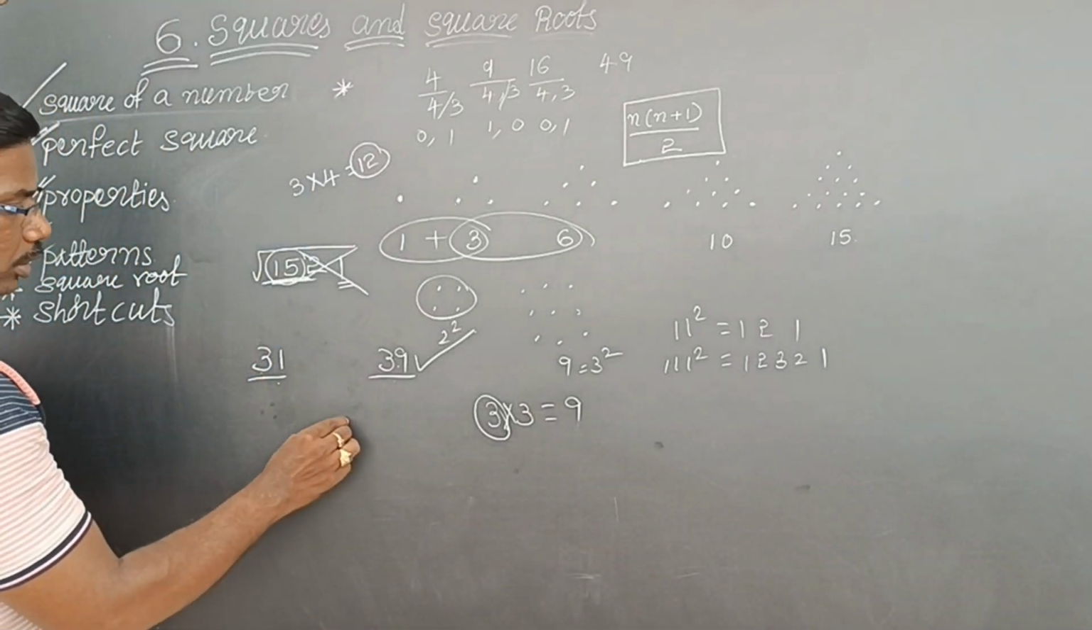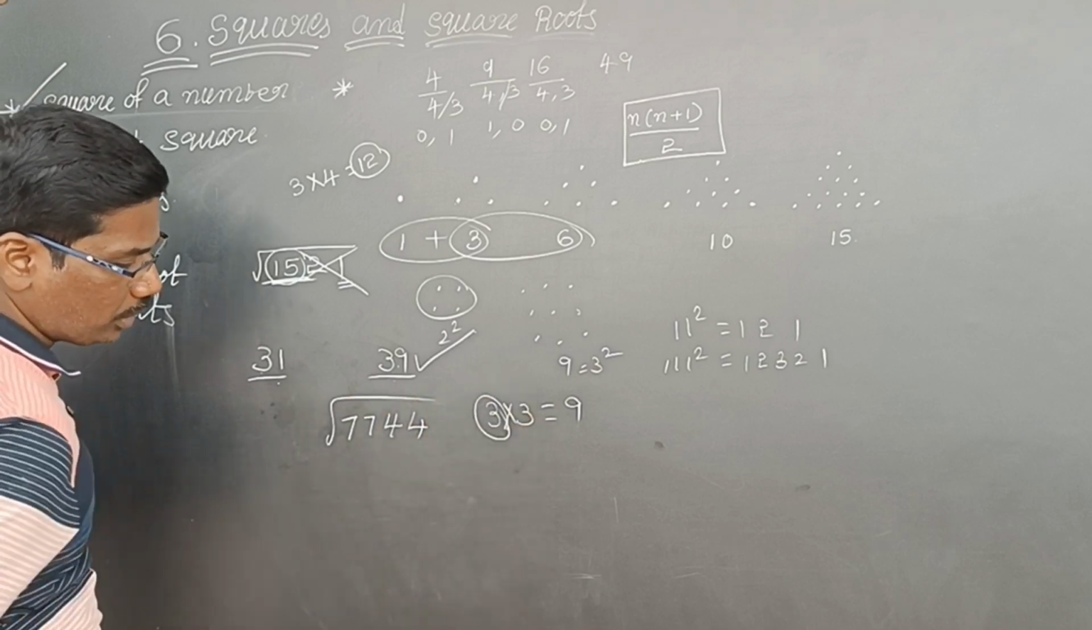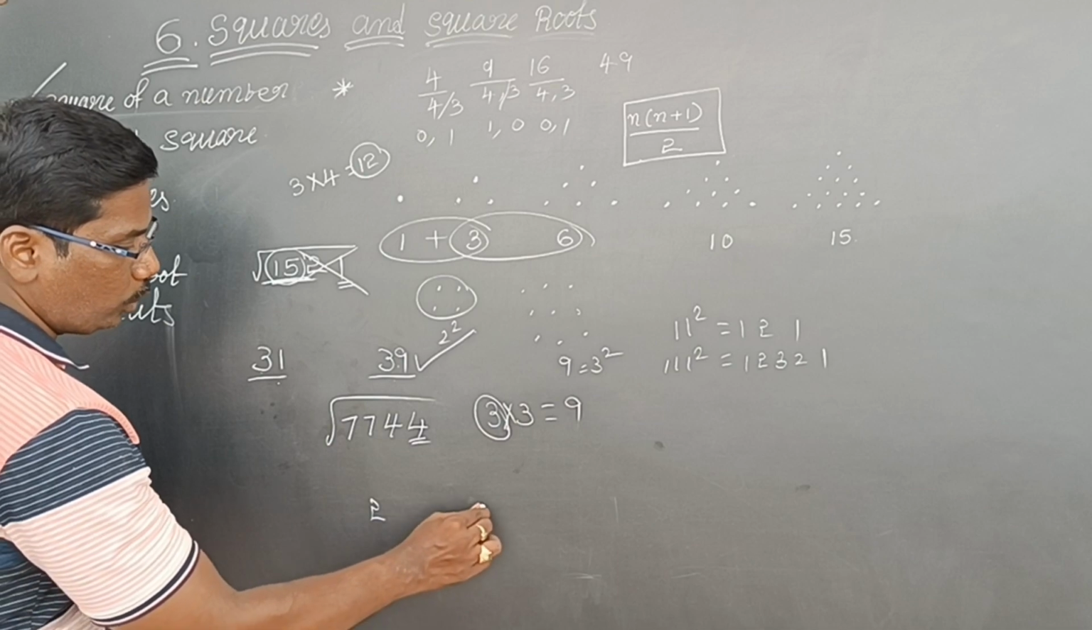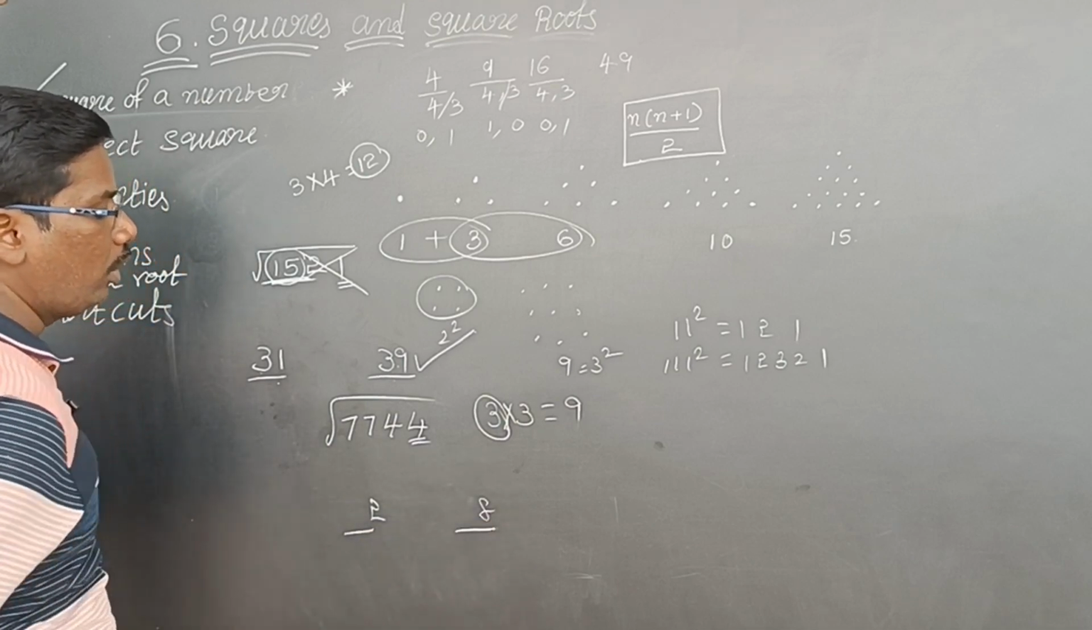Let us see one more example. 7744, I want to find this one. Now 4 means that it will be either 2 or 8. It is a 2-digit number. Now let us see here.